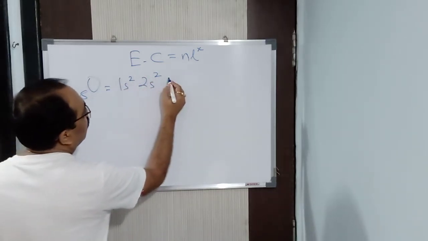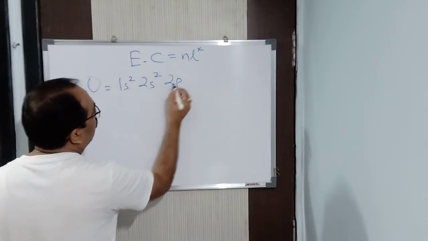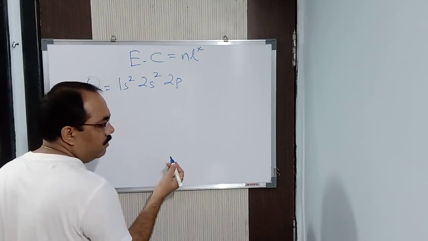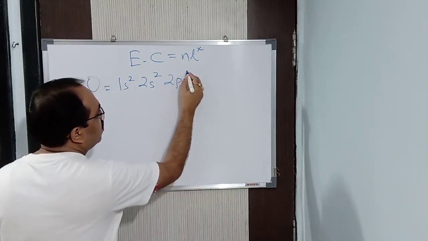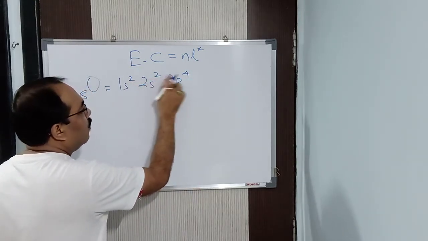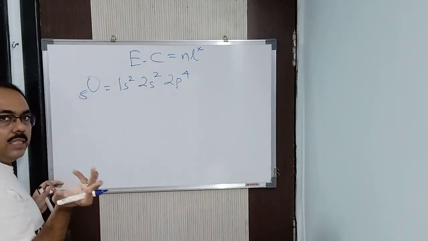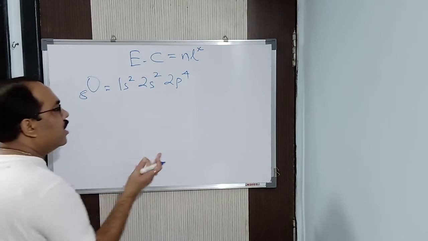So 4 it is. Then after 2s comes what? 2p. Now we have got 4 here. Now p has a maximum capacity of 6 electrons. But how many can we accommodate here in the case of oxygen? 4. Because 2 plus 2 is 4, we need another 4. So 4 plus 4 becomes 8. Done. In this way you need to write the electronic configuration.